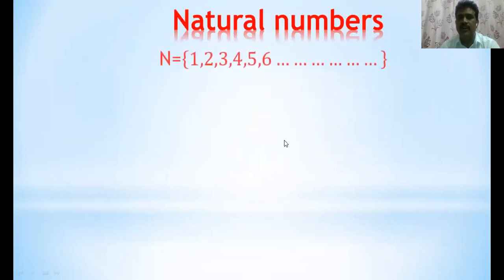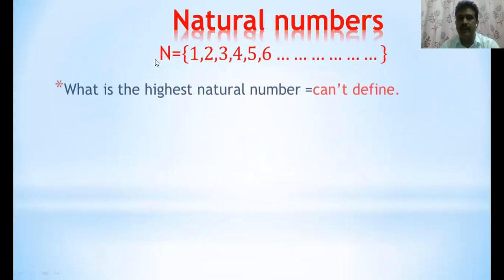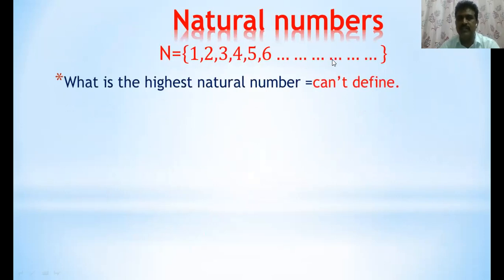Now, let us observe some things about natural numbers. Natural numbers N: N is equal to {1, 2, 3, 4, 5, 6, and so on}.